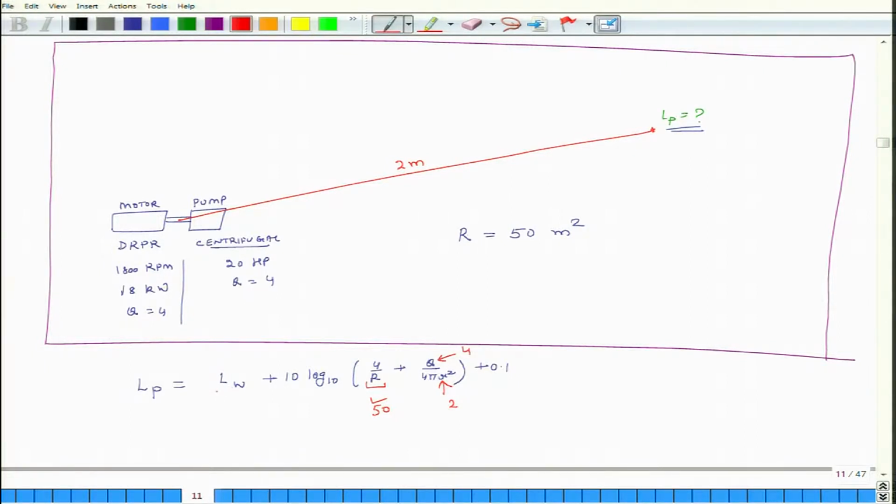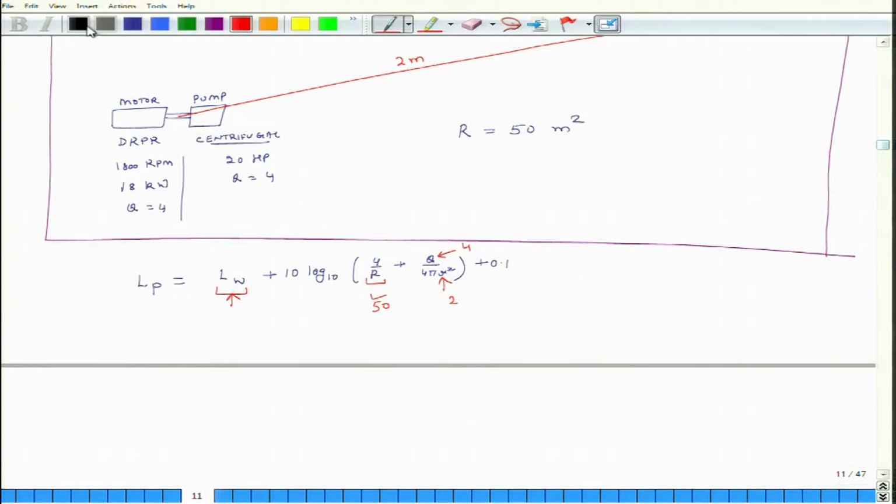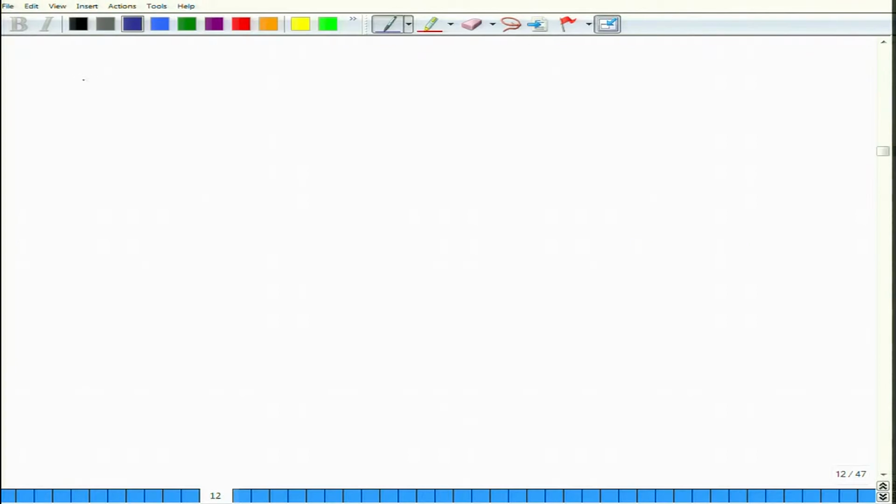But what we do not know is the overall sound power level. So, we have to compute the sound power level for the pump, compute the sound power level for the motor, and then add them up somehow, and that will give us the overall sound power level. Let us first compute the sound power level for the pump.